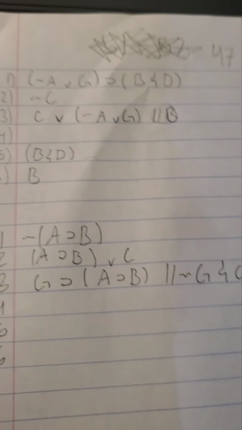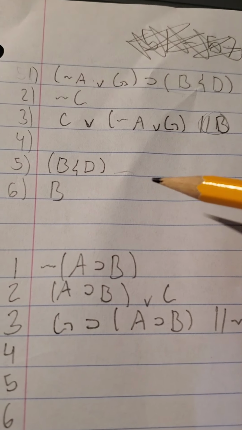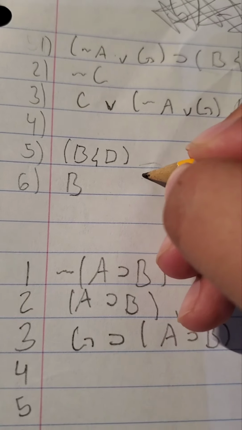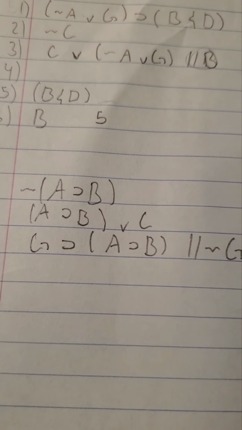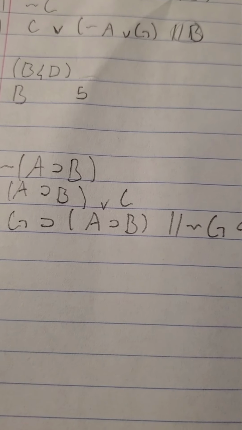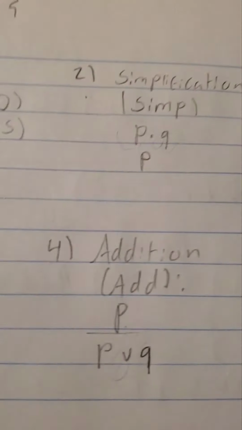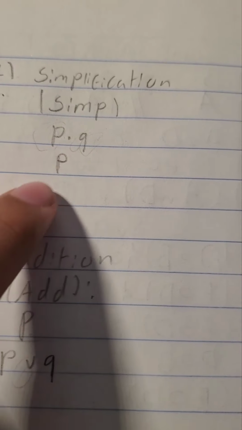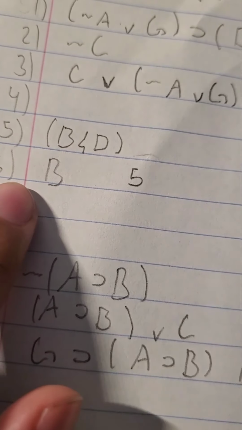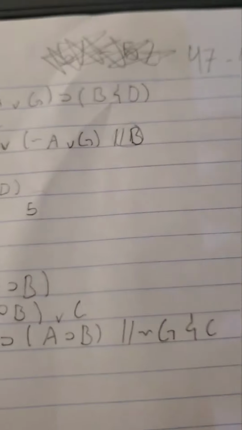Now, the way we get or prove this, because we need to prove how we got line 6 from line 5, we use the rule of, where is it? Oh boy. Okay. We use simplification. Simplification is P and Q. You remove Q completely and you're left over with P. And that's what we're going to do here. B and D, we remove D and then we are left over with B. So 5 is 7.